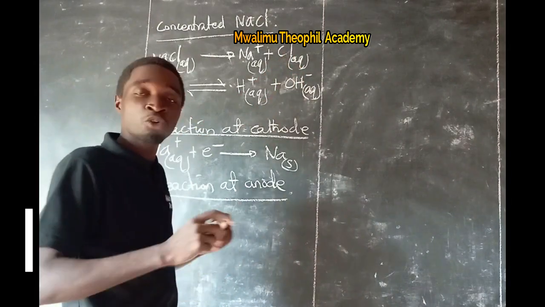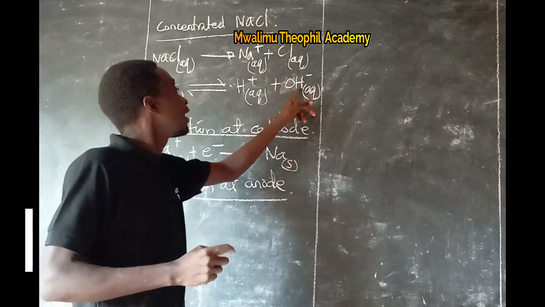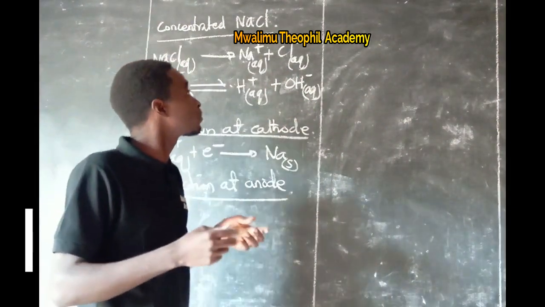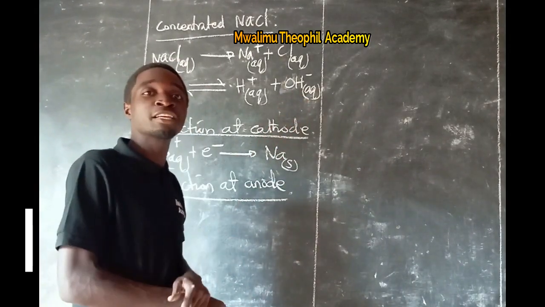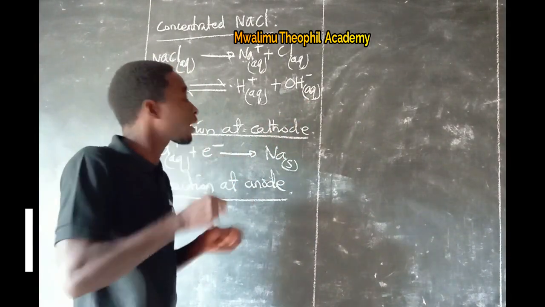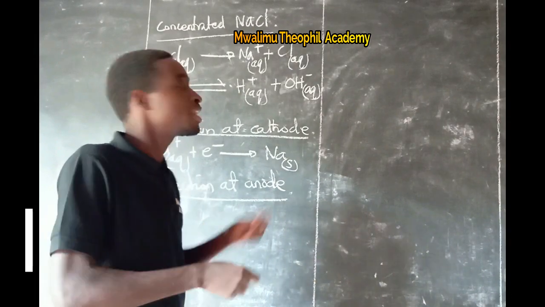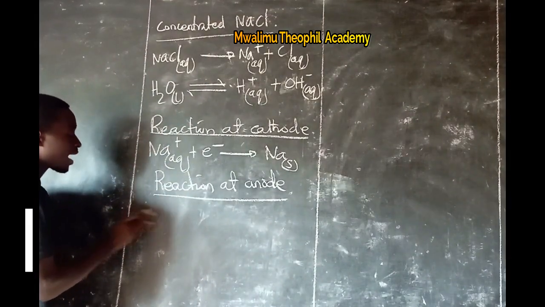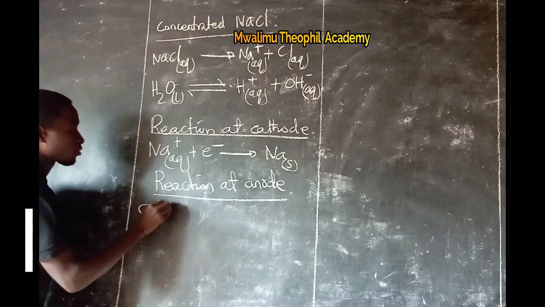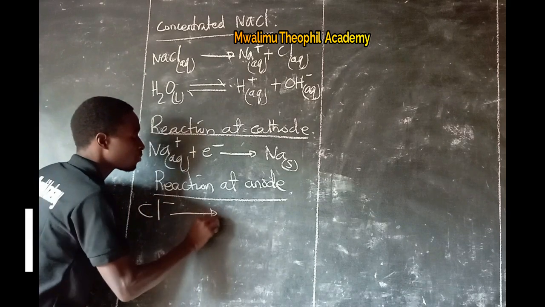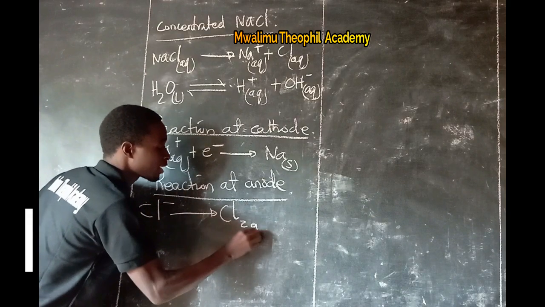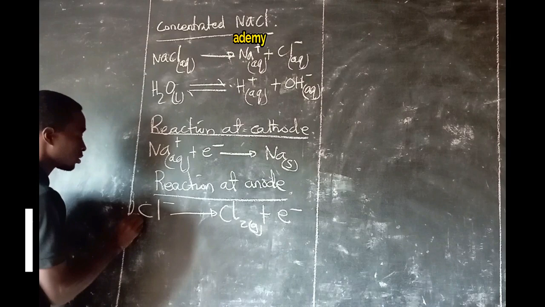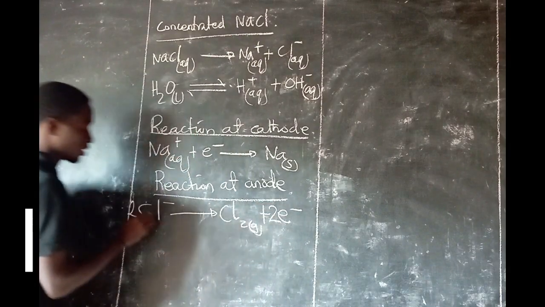Now, chloride ion is going to be discharged and the hydroxyl ion is going to be left in the solution due to the fact that chloride ion is more highly concentrated than hydroxyl ion. The reaction at anode will involve the discharge of chloride ion. Chloride ion is going to be discharged to form chlorine gas, as you may see.